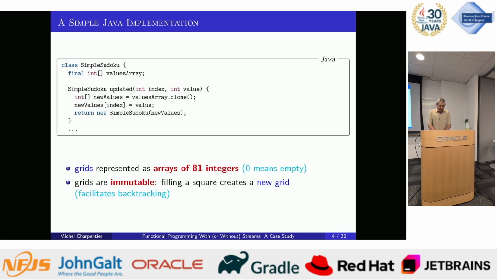So when you update a grid, when you put a number, you call this updated method, which gives you a new grid. Okay, so the original grid doesn't change. You clone everything. I'm copying my array, putting the new value into the array, wrapping it again into a simple Sudoku. Okay, so I can set a number, get a new grid that creates one branch. That's the function that creates branches in my search.